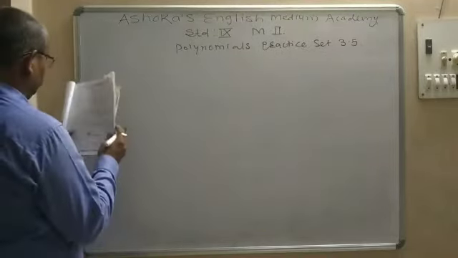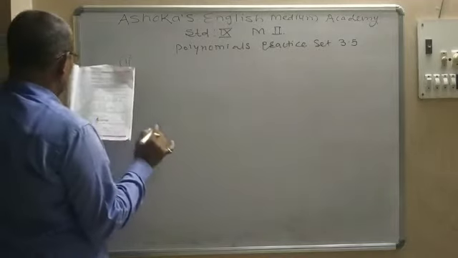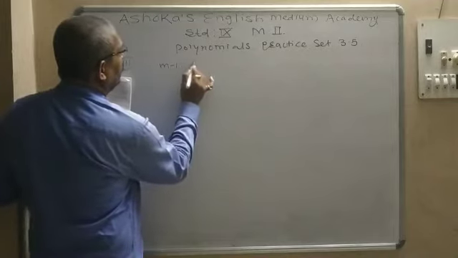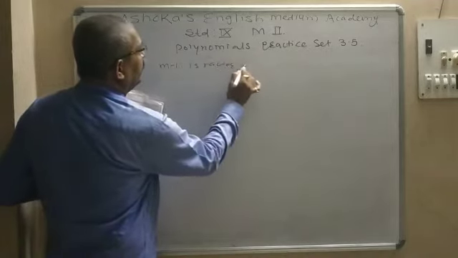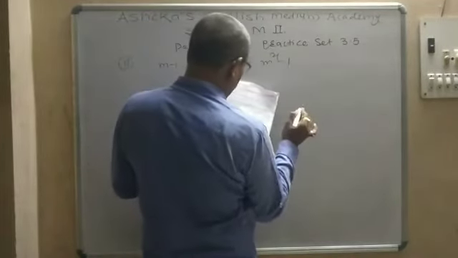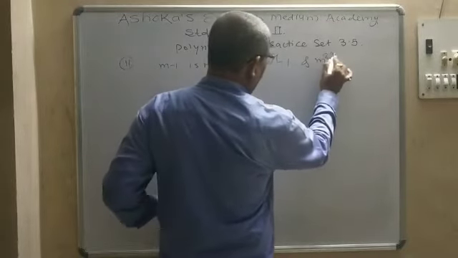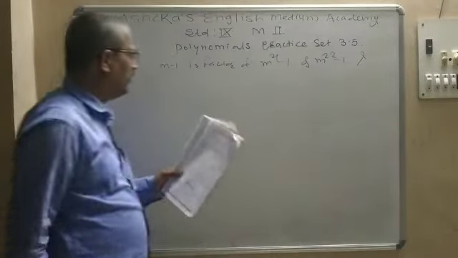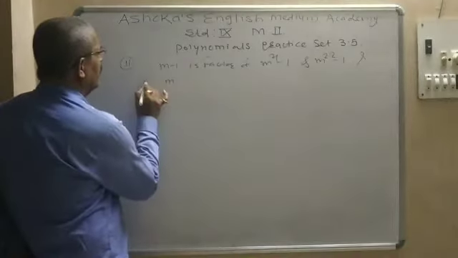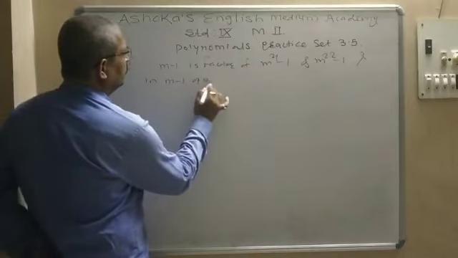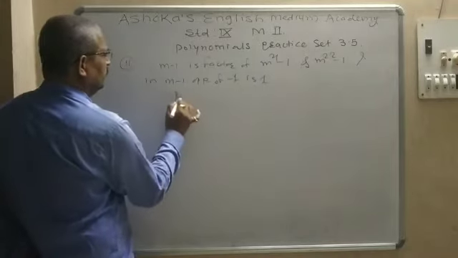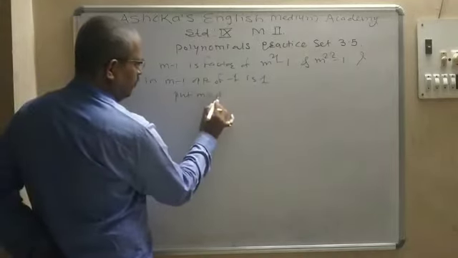Question number 11. Show that m minus 1 is a factor of two terms: m raised to 21 minus 1, and m raised to 22 minus 1. Whether it is a factor or not, that is very simple, we can check it. In m minus 1, opposite of minus 1 is 1. Therefore, put m is equal to 1.